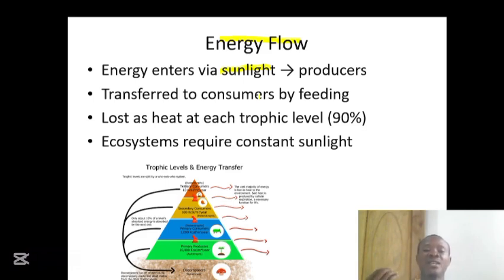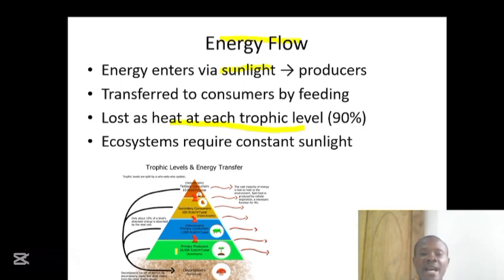And when the tertiary consumers die, or when those organisms die, the decomposers will come, break them down, return the nutrients back to the soil. As one organism is consuming another, what will happen? There will be a loss of energy. About 90% of the energy will be lost. Only 10% of the energy is being transferred from one organism to another as one organism consumes another.